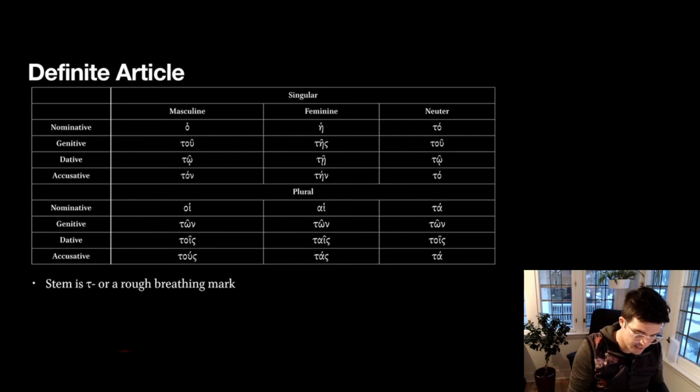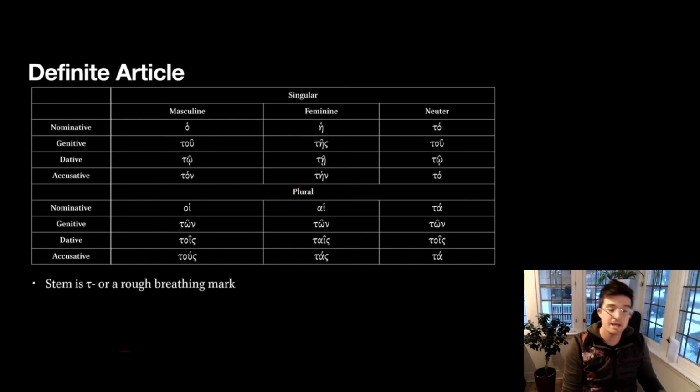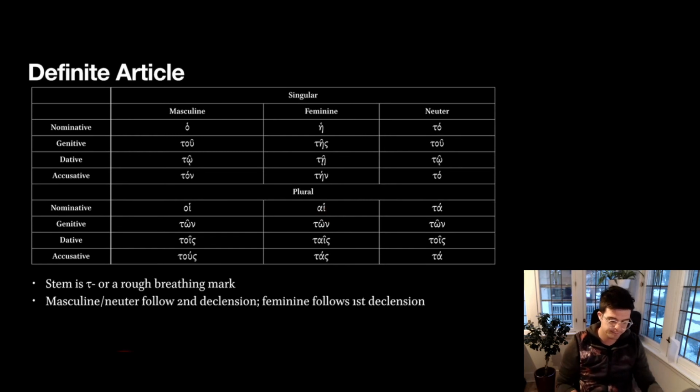So you notice in all of these, everywhere except for the nominative masculine and feminine singular, and the nominative masculine and feminine plural, we have a tau, and it's functioning as the stem to which the different endings are added. And in the cases up here, we have a rough breathing mark, ho, hē, and down here, hoi and hai, wherein you can think of the rough breathing mark as the stem to which the letters or endings are added.